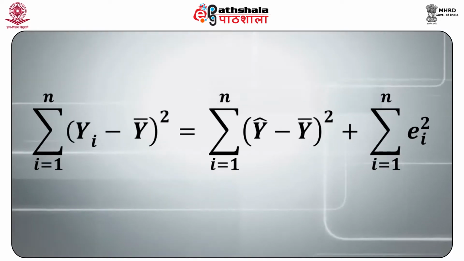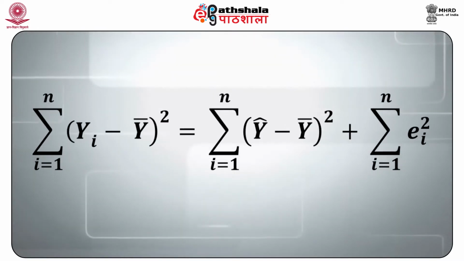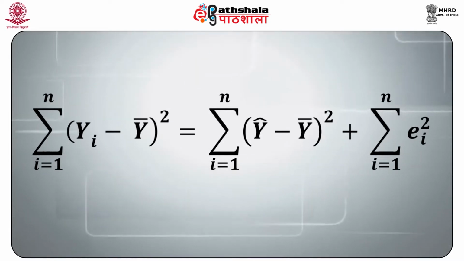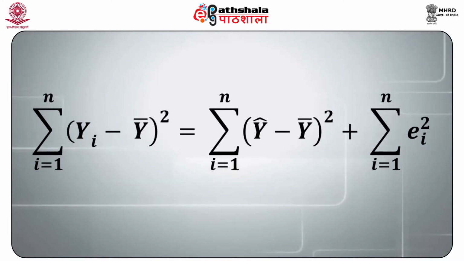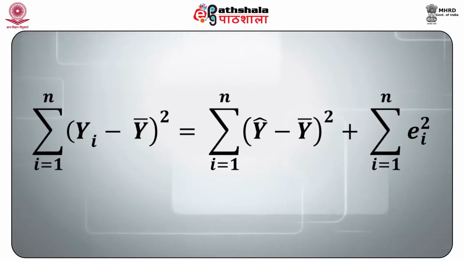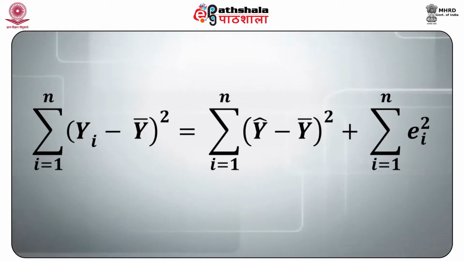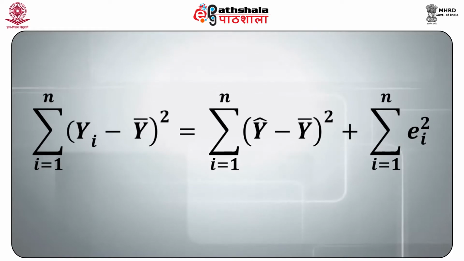Hence my sigma yi square, which is sigma yi minus y bar square, is equal to sigma y hat minus y bar square plus sigma ei square. So I have replaced my sigma yi hat by Y hat minus y bar, and this can be expressed as: total sum of the squares is equal to the explained sum of the squares plus residual sum of the squares.